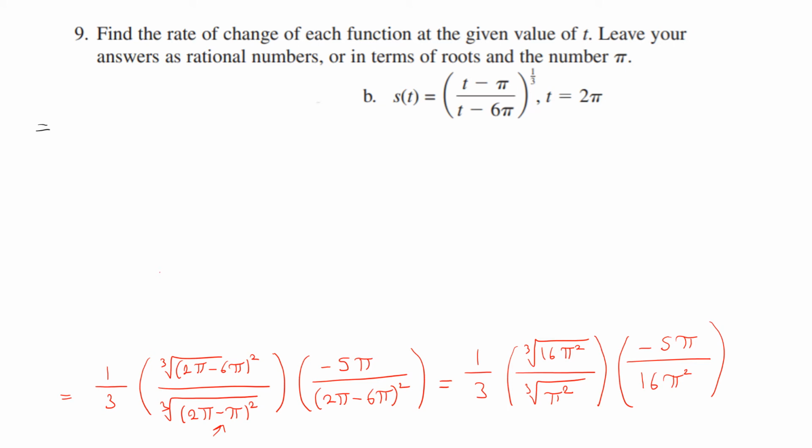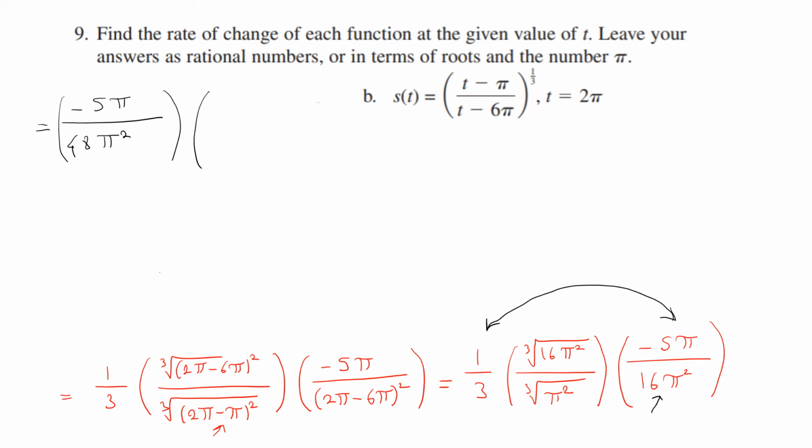First, what I'm going to do is actually put these ones together, meaning I'm just going to multiply the bottom 16 by 3. So that would just give me negative 5 pi over 48 pi squared. And then that's it for that.